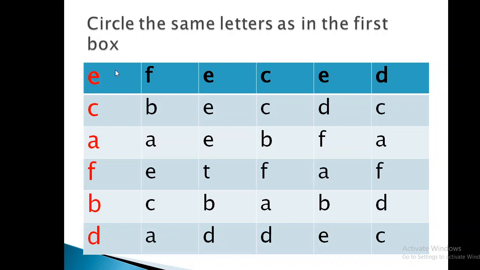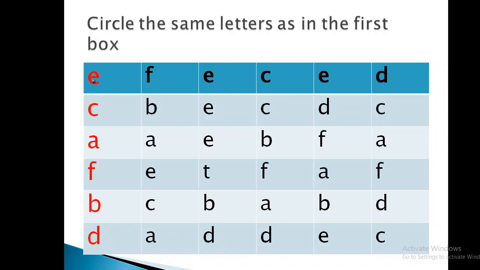Now, in our first box, we have letter E. Now we are going to circle all the letter E's in the first line here, in the first row. If a letter is not a letter E, you leave it. You only circle the letter as in the first box. And I said our first box is this one. This red letter is in the first box.